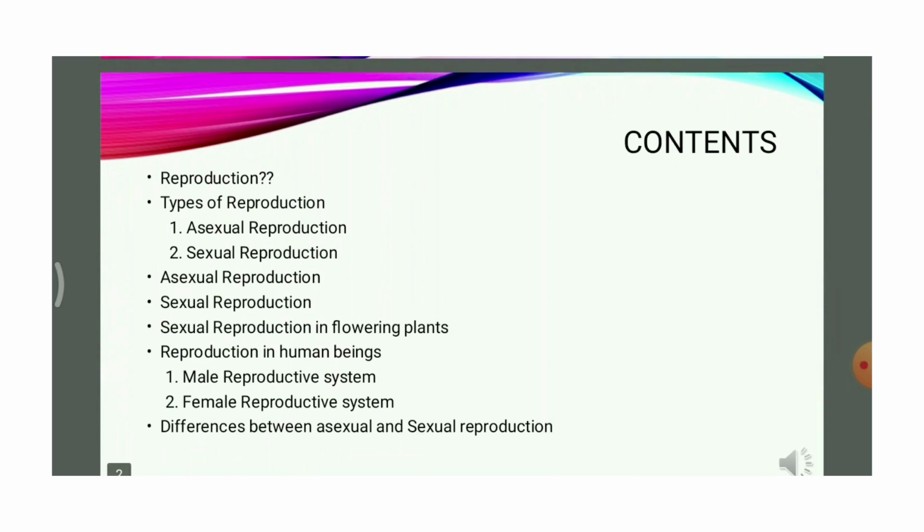So in this chapter, we will be able to study what is reproduction, what are the types of reproduction, and the types of reproduction in detail, that is asexual reproduction and sexual reproduction in flowering plants, reproduction in human beings, that is we'll study male reproductive system and female reproductive system, and at last we will study the differences between sexual reproduction and asexual reproduction.